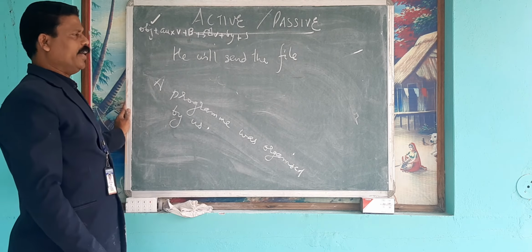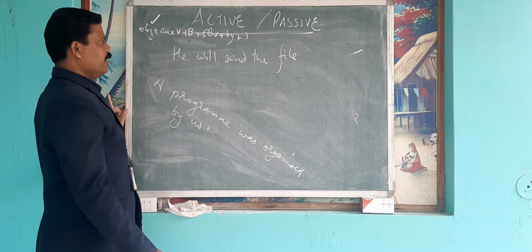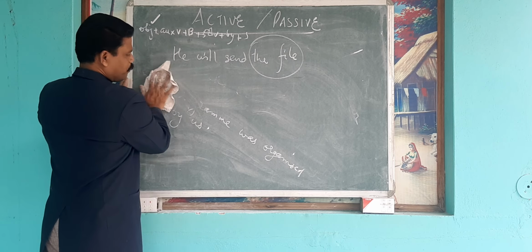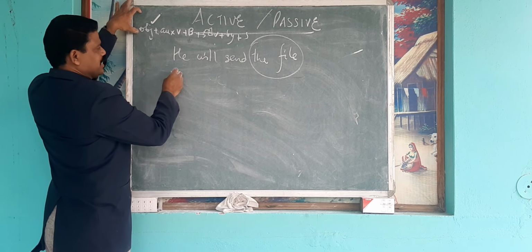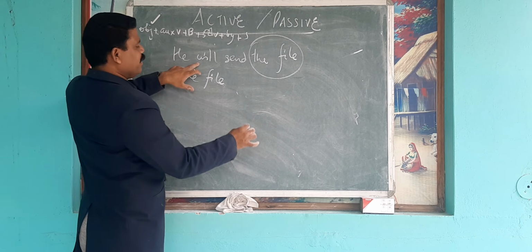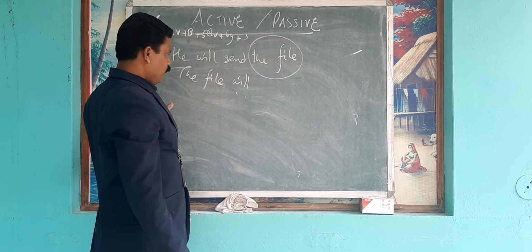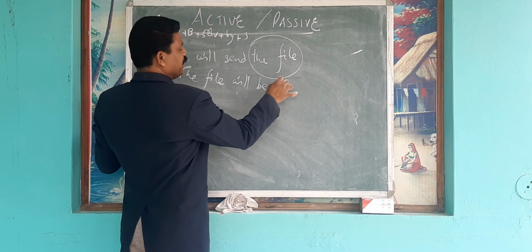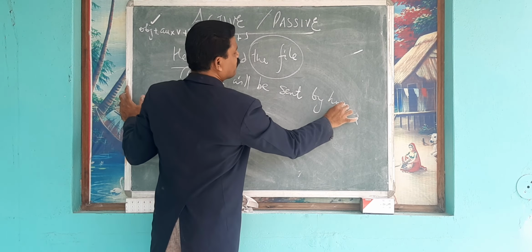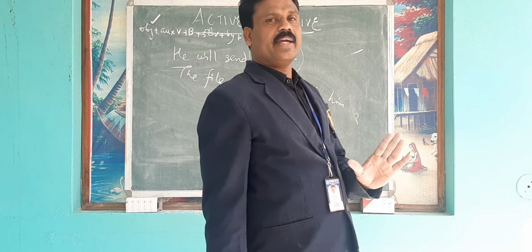He will send the file. Identification of objects. He will send what? The file. It's singular. Rule. Object, the file. Auxiliary verb, will. The word added to will is be. Third form of send, S-E-N-T, sent, by him.